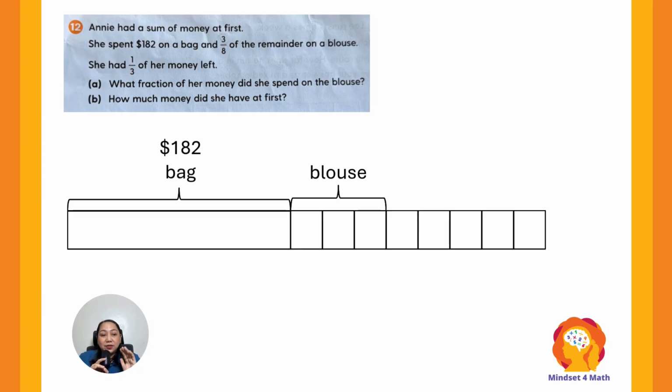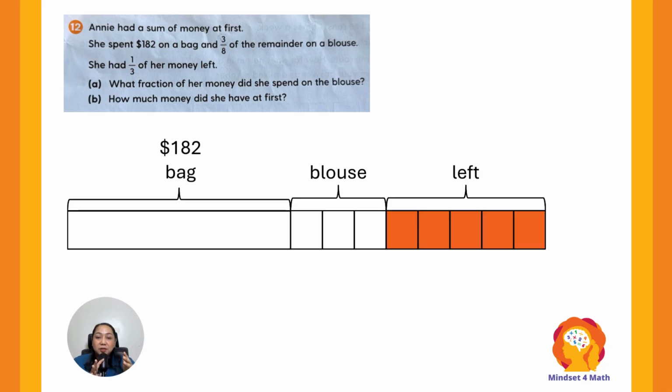Now, 3/8 of that remainder was spent on a blouse. So we will label the 3 units blouse, which means that the 5 remaining units there would be marked as the money left. It says in the problem that she had one third of her money left. That means the ones that I marked orange, the amount of money she had left, is actually one third of her money at first.